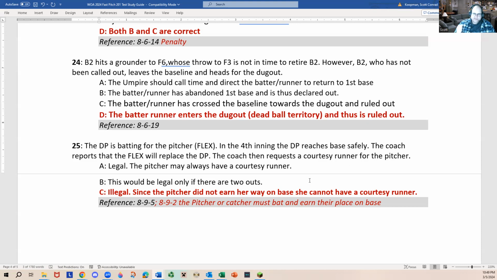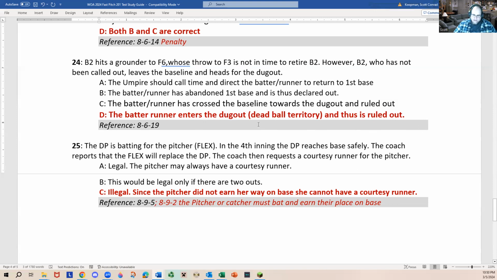And in this case, by rule, when do you say that runner is out? The runner is out as soon as the runner enters the dugout or dead ball territory. Here's what the rulebook says. Should the player enter dead ball territory and abandon the base to which they are legally entitled, then they are ruled out. This player is legally entitled to first base, made it there safely, but instead decides to go to the dugout, which is dead ball territory. Once you step in that dugout, you are out.